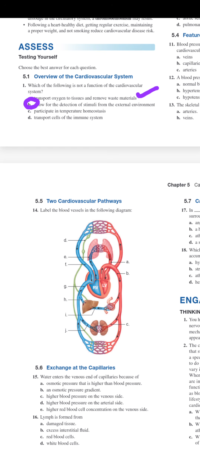Participate in temperature homeostasis. Yes, the cardiovascular system consists of the heart and the blood vessels. For example, when you're feeling hot, what will happen to your blood vessels is that they will dilate, meaning they will widen. And the opposite is true in cold, so it is part of homeostasis regulation. Transport cells of the immune system: white blood cells, and all of the different types are transported within the blood, and that blood is transported in the blood vessels, which are part of the cardiovascular system.